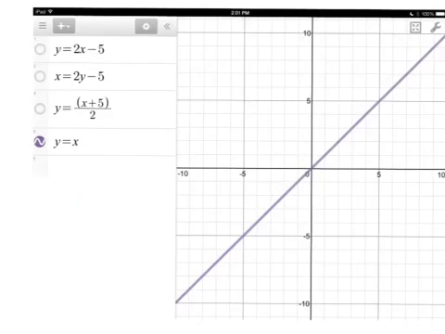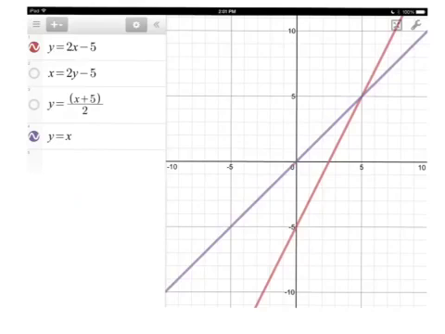To show graphically that both of these equations are inverses of each other, we know that if they truly are inverses of each other, they will be symmetrical to the line y equals x. And that is the line that you are currently seeing in this graph. Next, we're going to graph y is equal to 2x minus 5, and that's this red line right here.